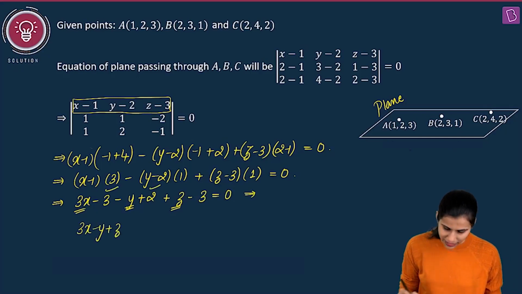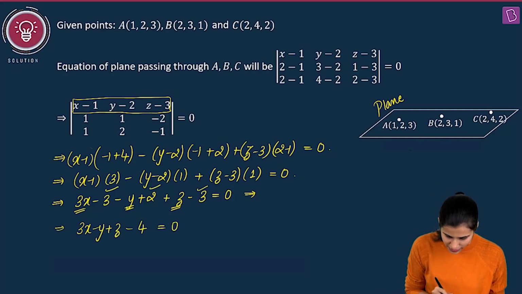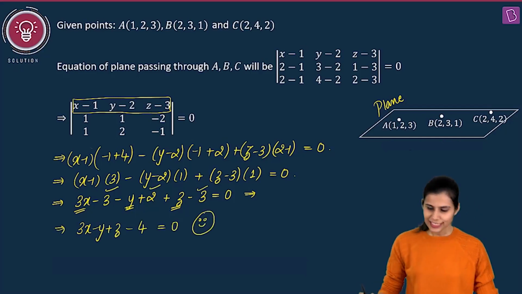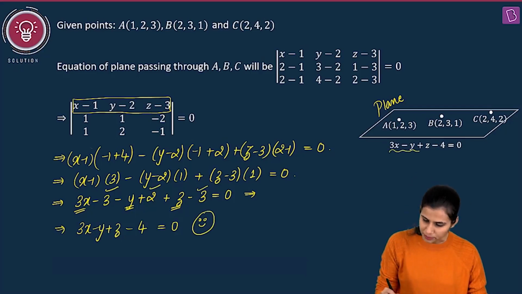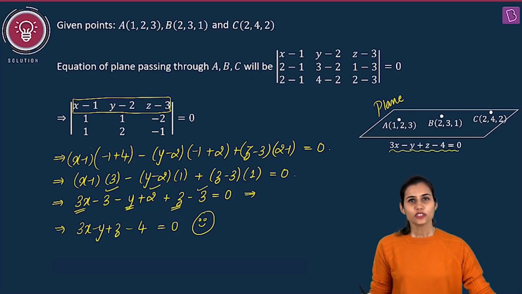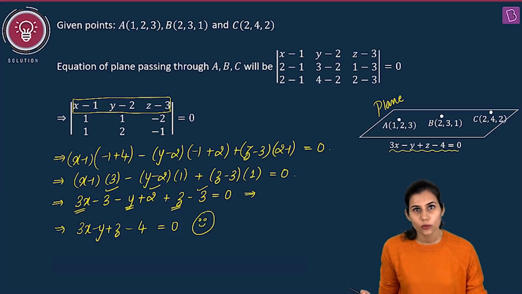And then minus 3 plus 2 gives you minus 1, minus 1 minus 3 gives you minus 4 equals 0. Bingo! This is the equation of your very plane. So the very first step you would have easily made out was to derive the equation of the very plane about which we are talking in the question.